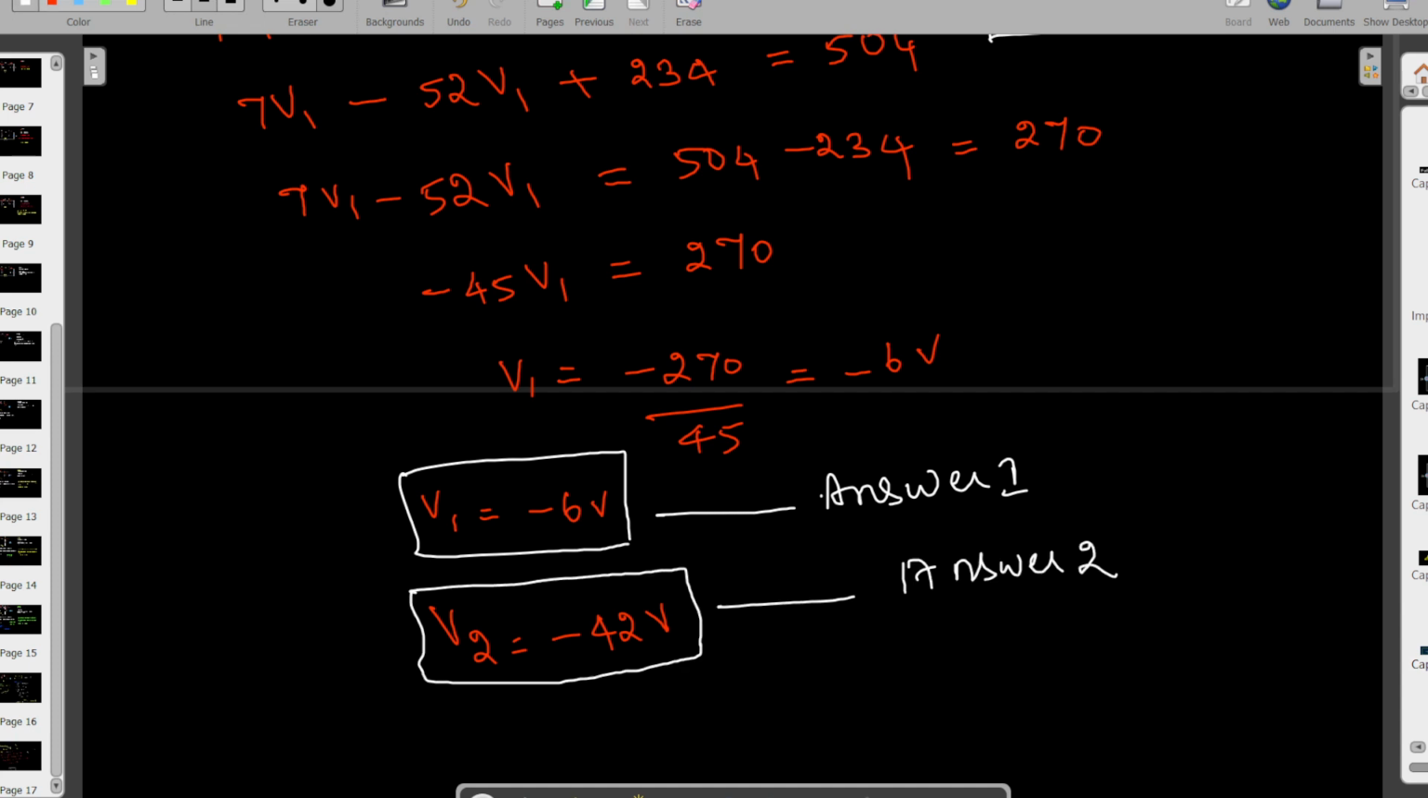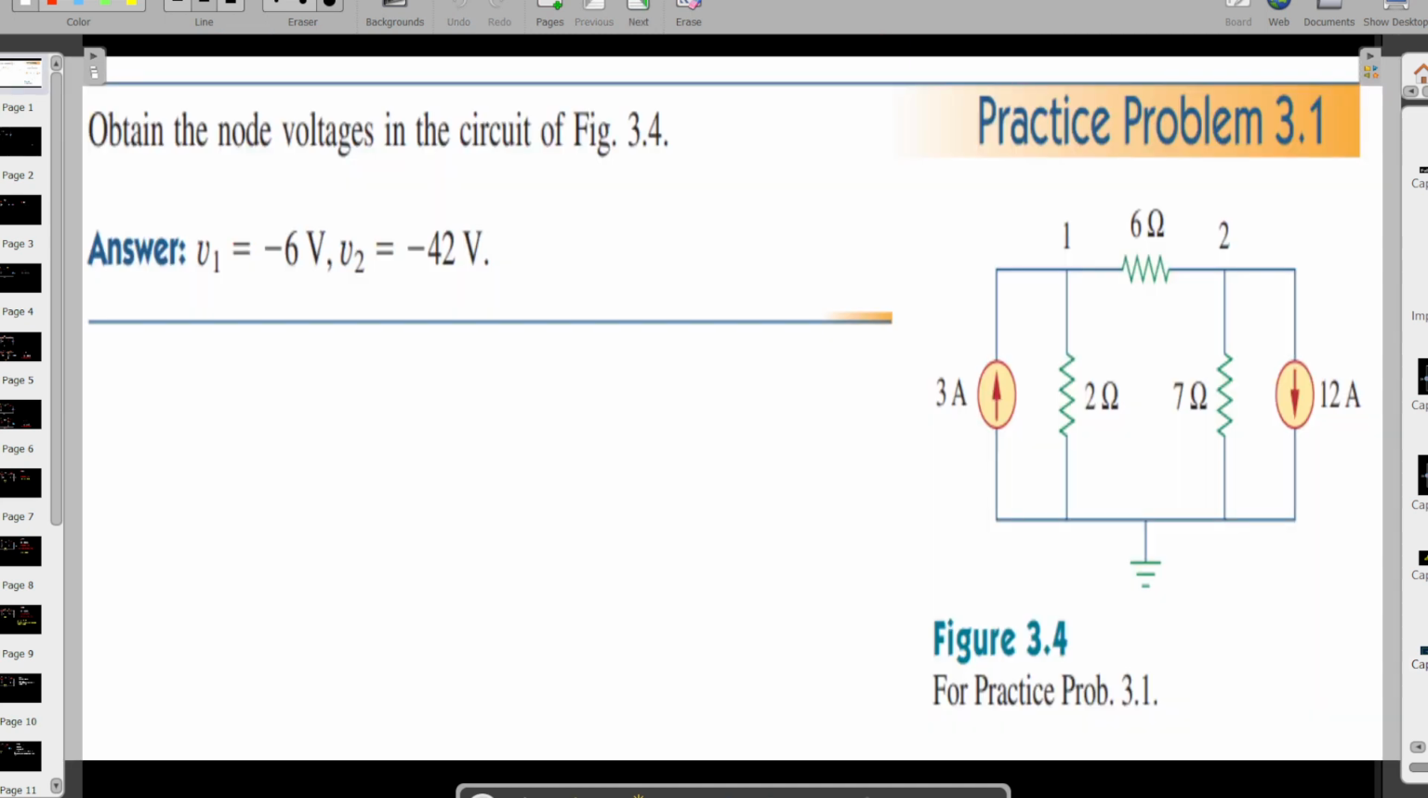So now we verify our answers. So V1 is minus 6 volts and V2 is minus 42. So we got the correct answer.